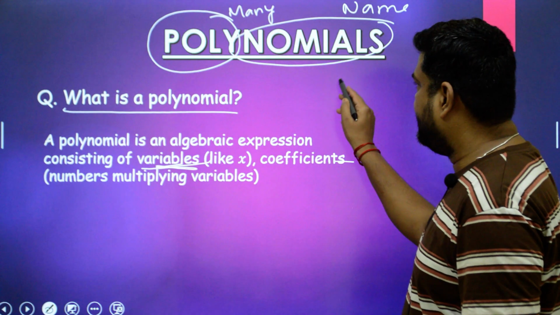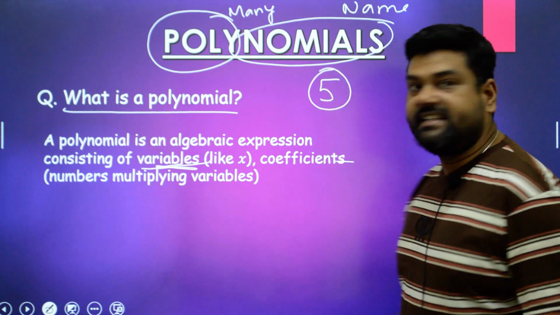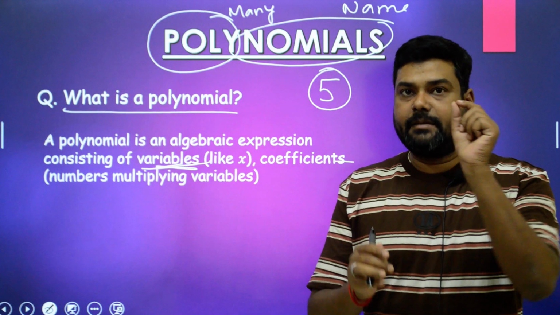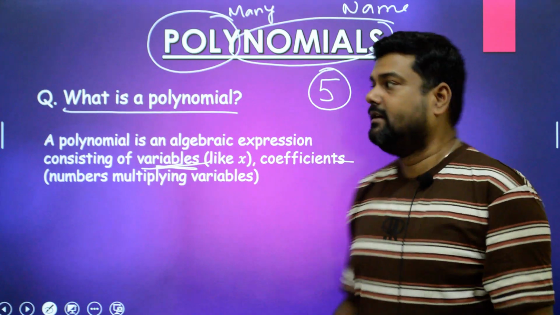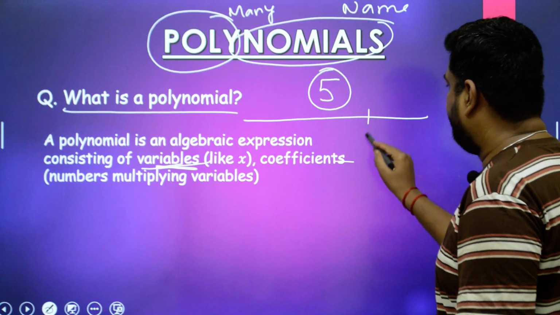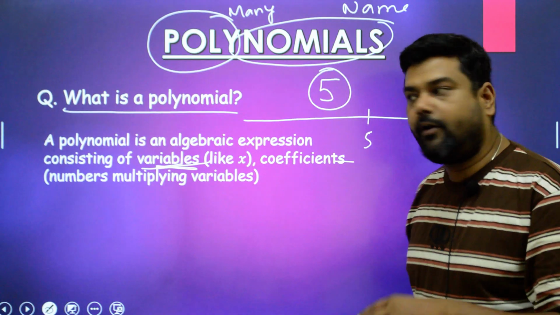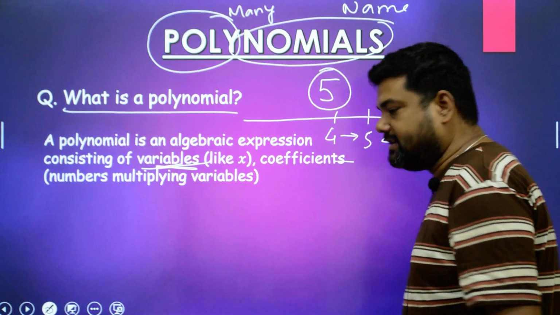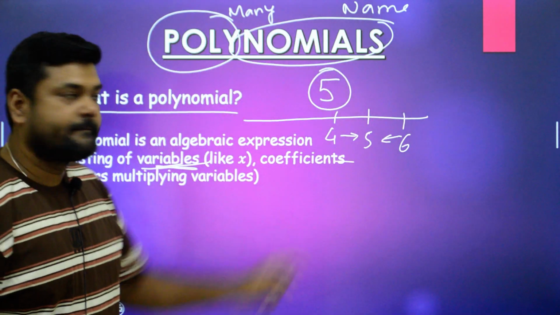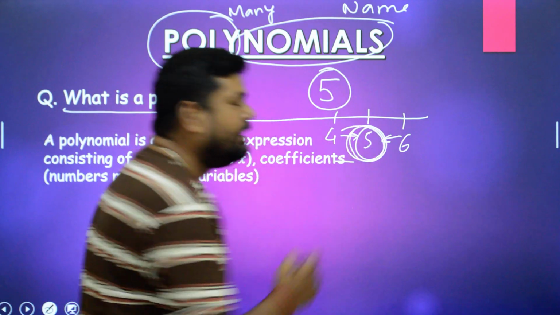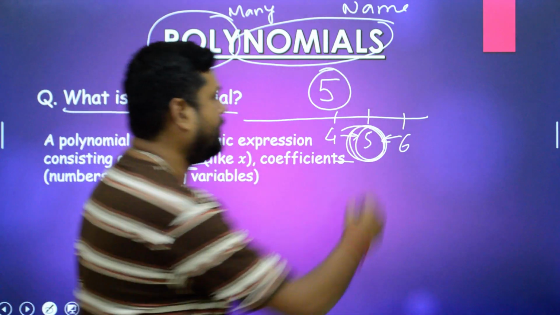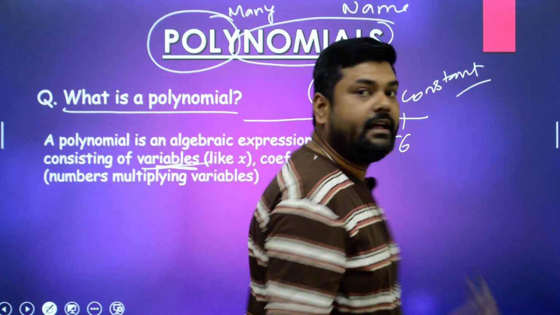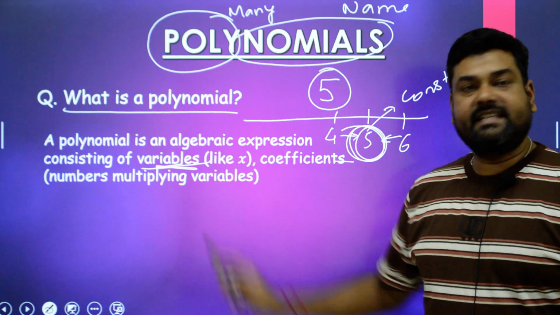But right now if I say a word called 5, what is the meaning of 5? 5 has a particular value on the number line. Like if I draw a number line, if 5 is here, we know by default that 5 is going to come after 4 and 5 is going to come before 6, isn't it? So 5 has a fixed value. As it has a fixed value, we call it a constant.